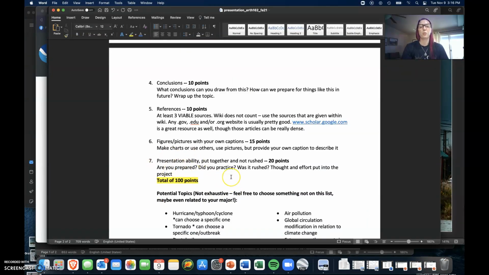And then the last part is your presentation ability, being put together and not really rushed. Turns out I can actually tell the difference between you being really nervous and you being just not prepared. There's a different tone in voices generally, and I can kind of tell if you had practiced it or not. And if there was thought and effort put into the project, or was it just thrown together with no care or effort put into it? For a total of 100 points.